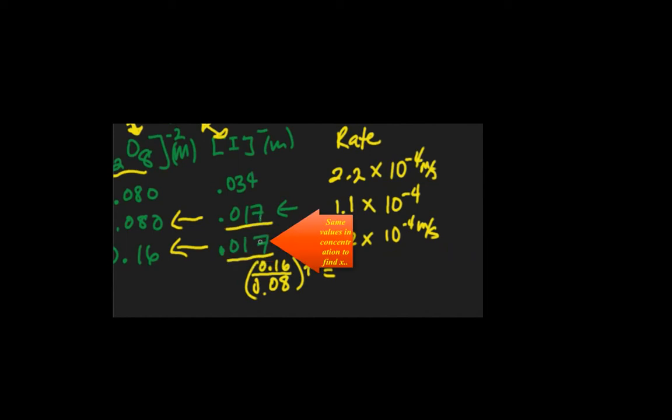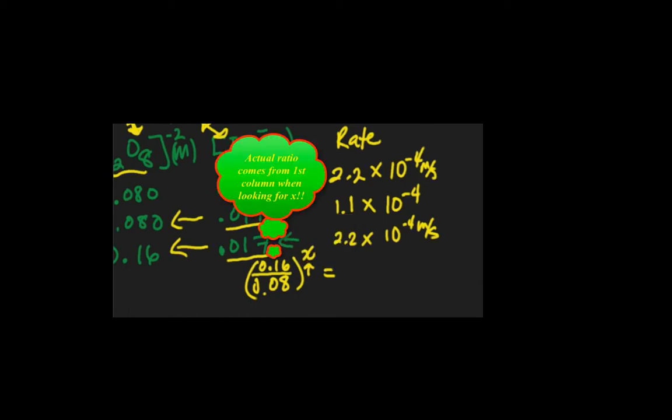One more time. I'm looking for x, which is the exponent of the A column, the first column. So whenever I'm looking for the exponent of the first column, I go to the second column, look for where it's constant. Once I find where it's constant, I go back to the first column and I make a ratio of those two experiments where the second column was constant. So look at the first column in this case.